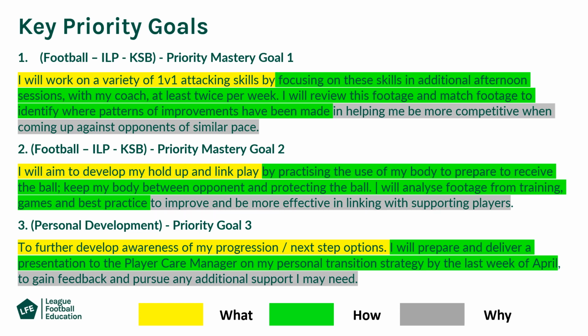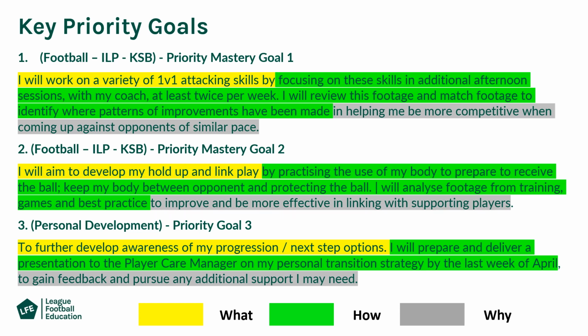So again, we've got another one that maybe is looking at how they're going to develop their hold up and link play. So again, a key priority area for improvement. They're going to do that by practicing how they use their body, how they prepare to receive the ball. They're going to think about how they're going to use their body against the opponent and protecting the ball. And again, using the video footage, both from training and from games, to look at where they've done it successfully. And again, looking at the impacts of it.